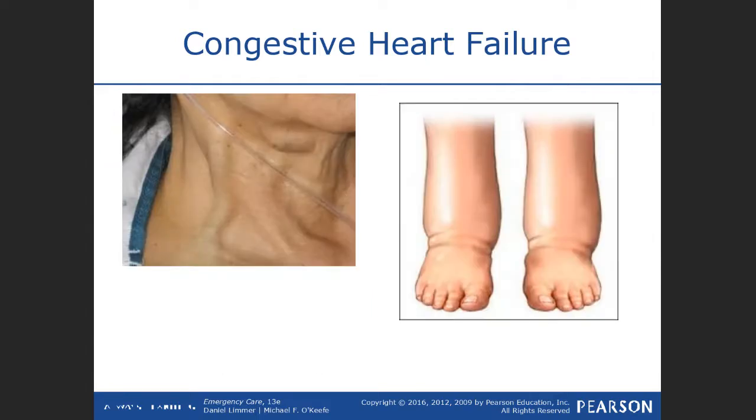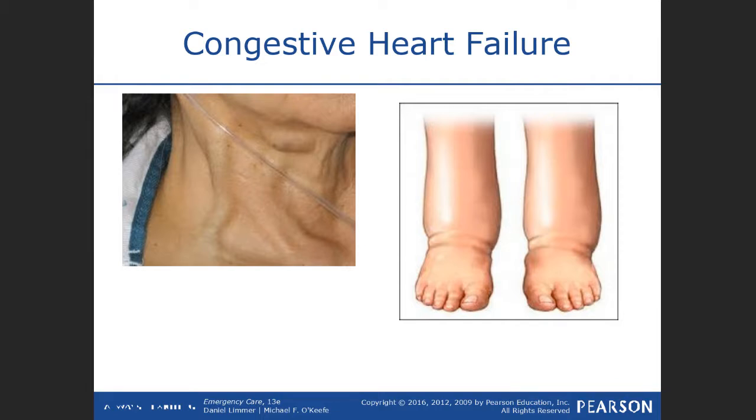If it's the right side of the heart that's in trouble, you're going to have peripheral edema. Where does the right side of the heart receive its blood from? The right side of the heart receives its blood from the rest of the body. So if the right side of the heart cannot adequately pump out what's coming in, fluid's going to back up.